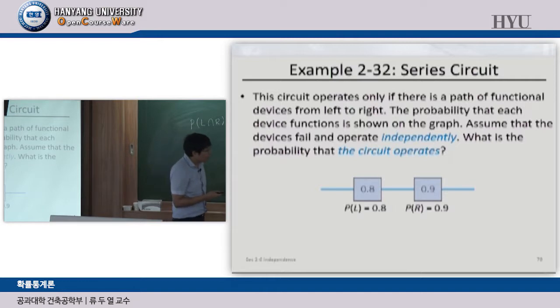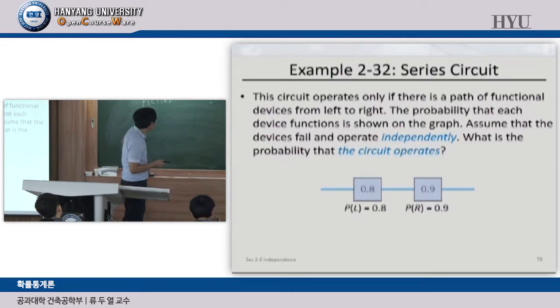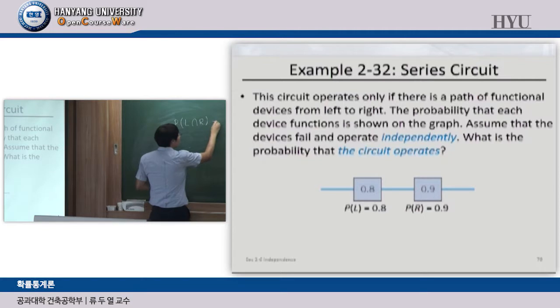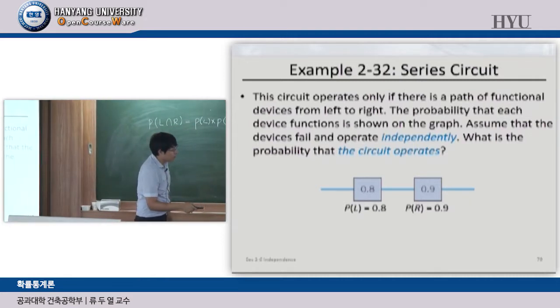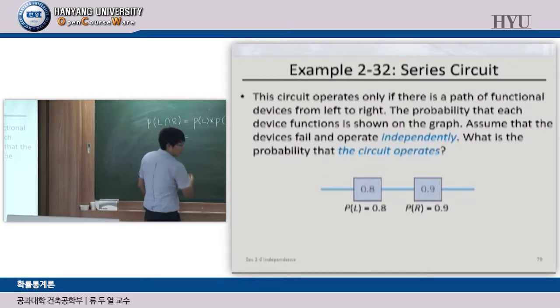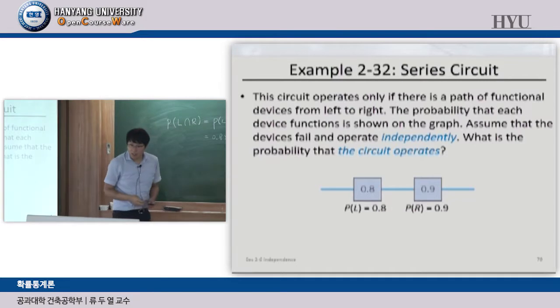But as you can see, it is assumed that the devices fail and operate independently, which means that the probability of the intersection of L and R can be the multiplication of the probability of L and the probability of R, because these two devices are independent. Okay? So there will be 0.8 multiplied by 0.9 equals 0.72. Okay?